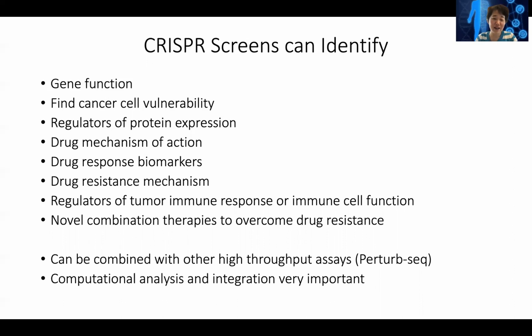And of course, all of this, especially CRISPR screens, is generating a lot of data. And so the computational analysis and integration are very, very important to really make sense of the data. And that's where we are hoping to get more students like you to be interested in looking at CRISPR screens.